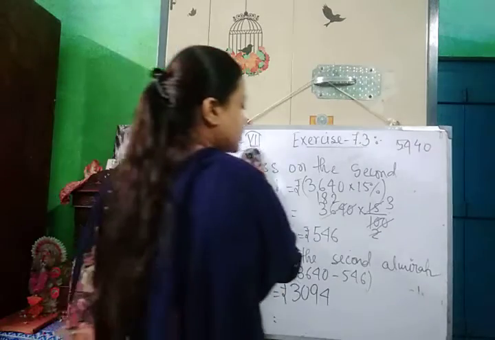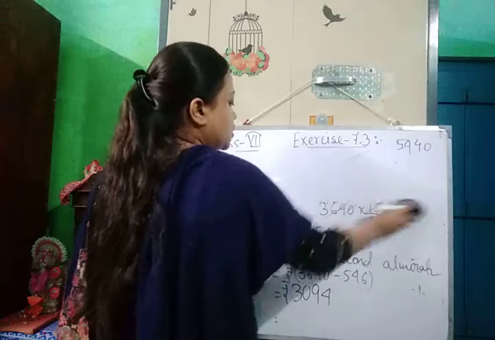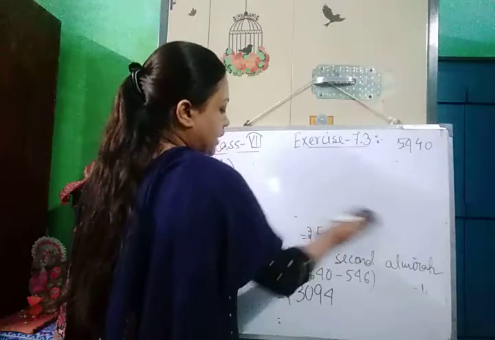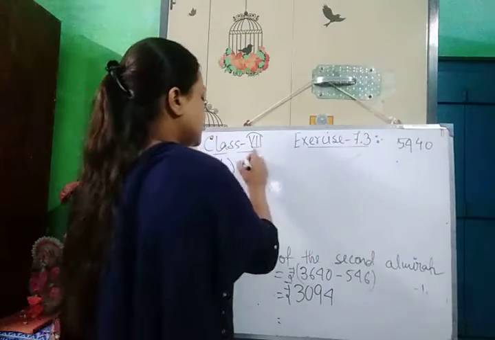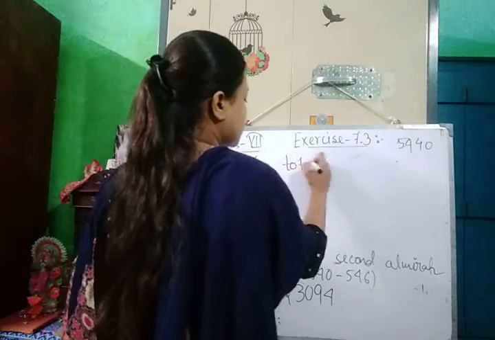Now we will find out the total cost price and total selling price of the two Almirahs. So first, the total cost price.